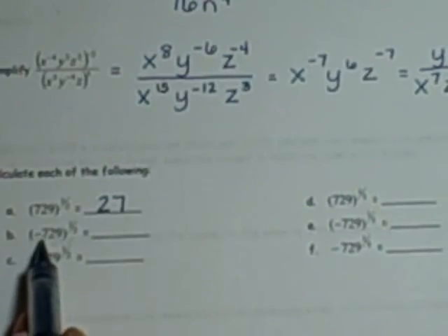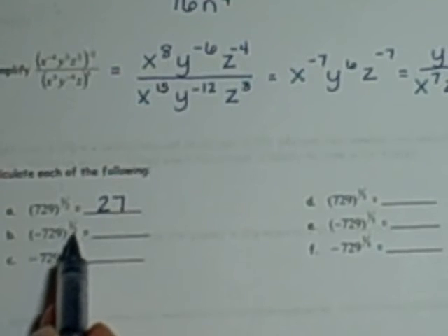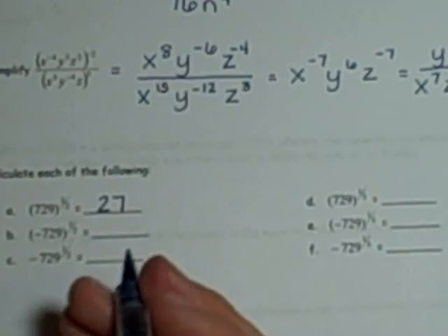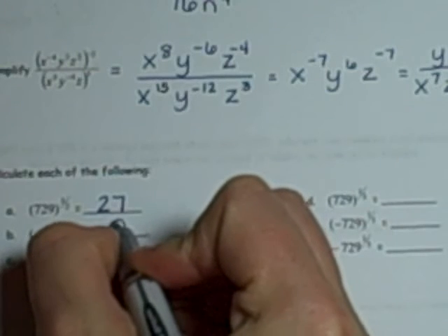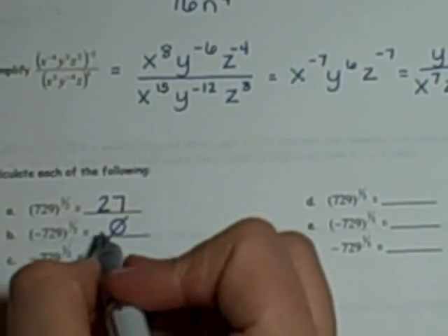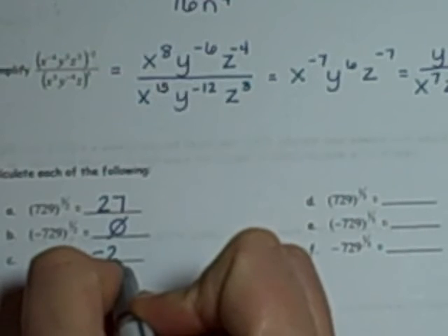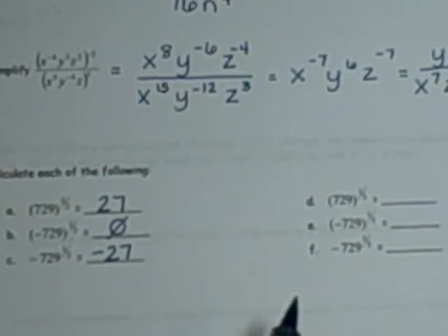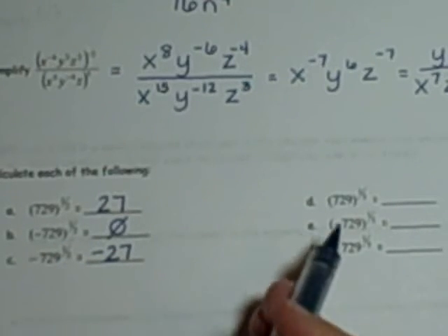Now here, when I do negative 729 to the power of 1/2, I get an error on my calculator. That means this value is undefined, and we'll talk in just a minute why that's undefined. And then here, which is the exact same thing except without the parentheses, I end up with negative 27. Your calculator's not lying to you, that's the correct answer.